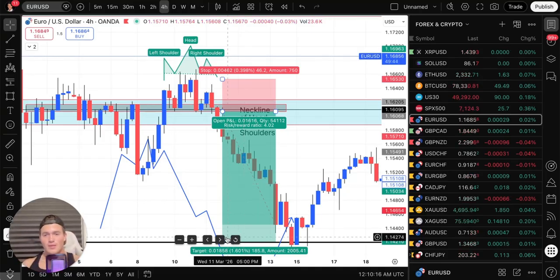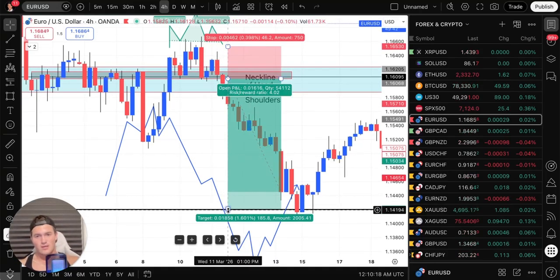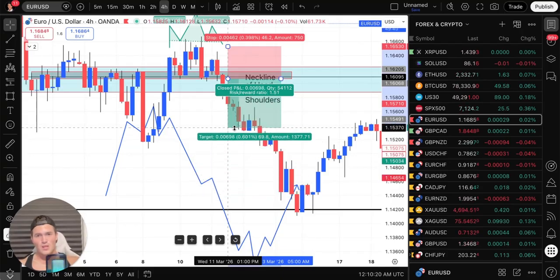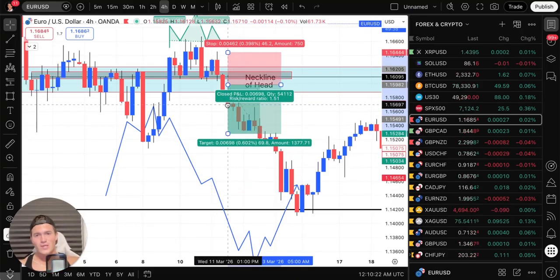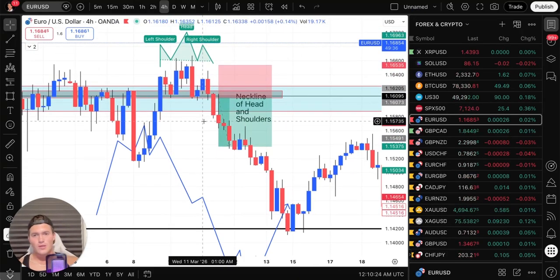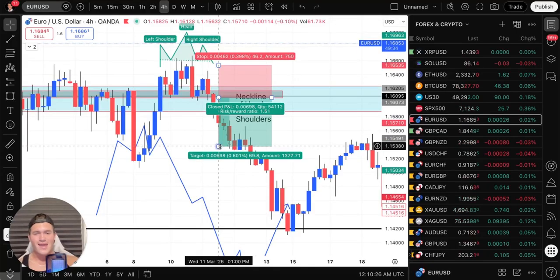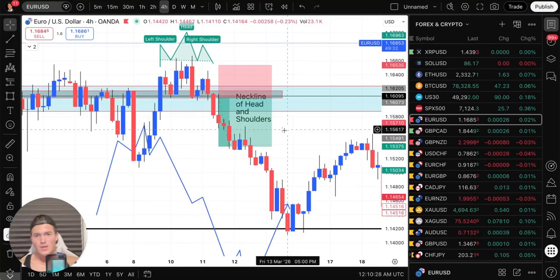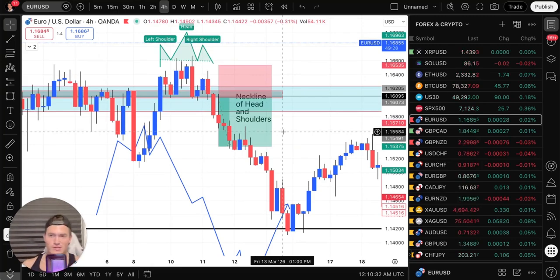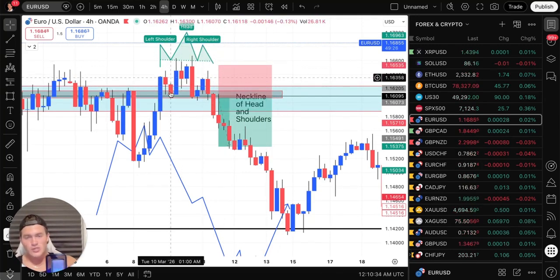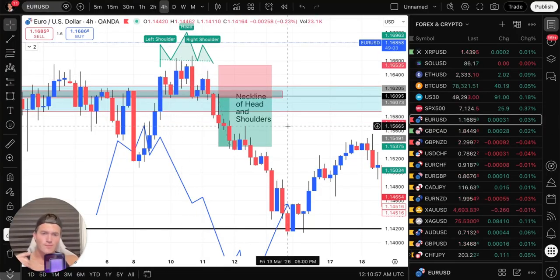So the market has these patterns that we can learn how they work and how to profit on them. And the same thing goes for an inverted head and shoulders. It's honestly just this, but upside down. A head and shoulders pattern is shifting the market from bullish to bearish. An inverted head and shoulders is shifting the market from bearish to bullish.